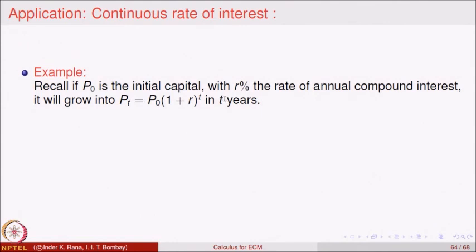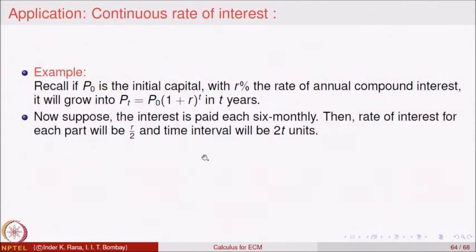Let us recall, if P0 is an initial amount with r% rate of interest, and the interest is compounded, then after t years, where t is the number of years for which it is compounded, the amount is given by Pt equal to P0 (1 plus r) raised to power t. We had seen this earlier, and we got this geometric expression. So, Pt is a geometric progression, and t is the number of years.